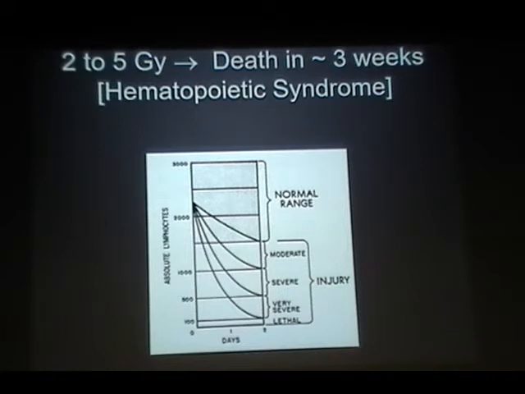If 2 to 5 days, people could die in 3 weeks. It's called hematopoietic syndrome. So here, the blood-forming tissues are affected, like bone marrow, white blood cells, red blood cells, lymphocytes.